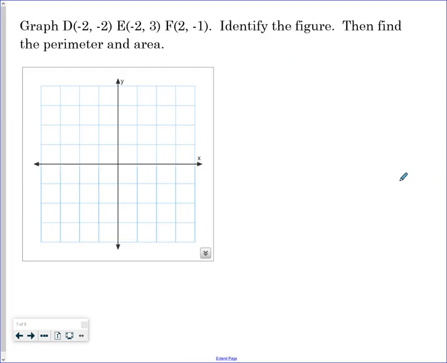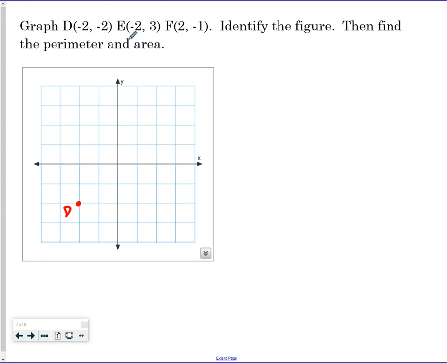When you graph something, you want to label it. So like D is at -2, -2. So I'm going to go left 2 and down 2. And I'm going to put a D there. So you really have to make sure you label things. I feel like in algebra you didn't really have to do that because it wasn't necessary. But in geometry you really need to make sure you put a label on it.